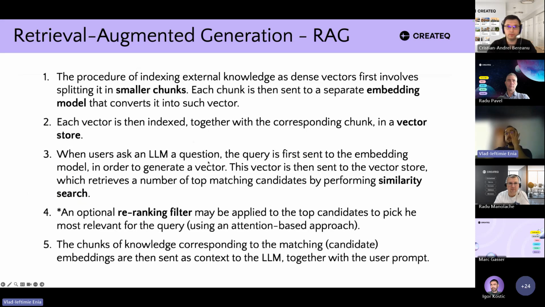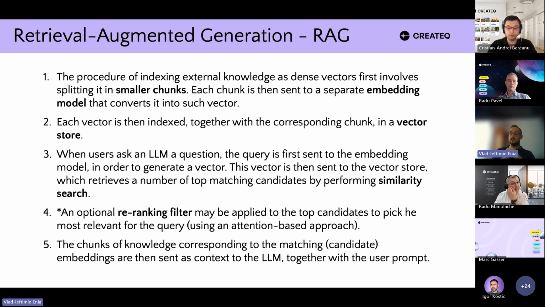Okay, these are the steps that I just discussed. An optional step that may improve the quality of the result is to apply a re-ranking filter on the candidates returned by the vector store. So let's say that we have 10 candidates.